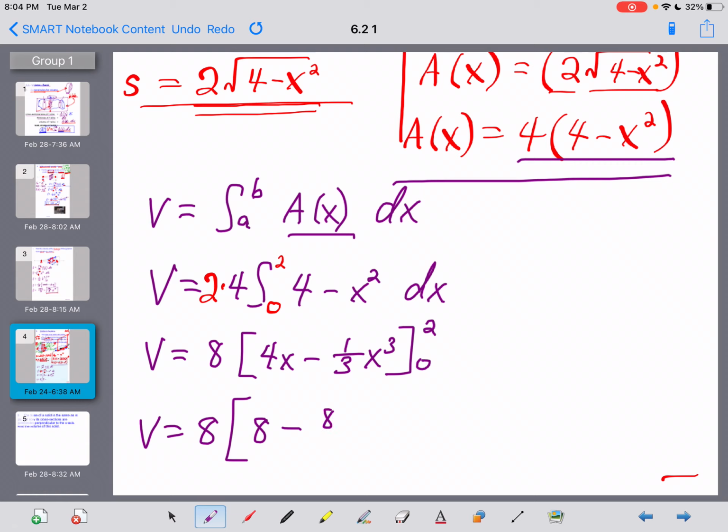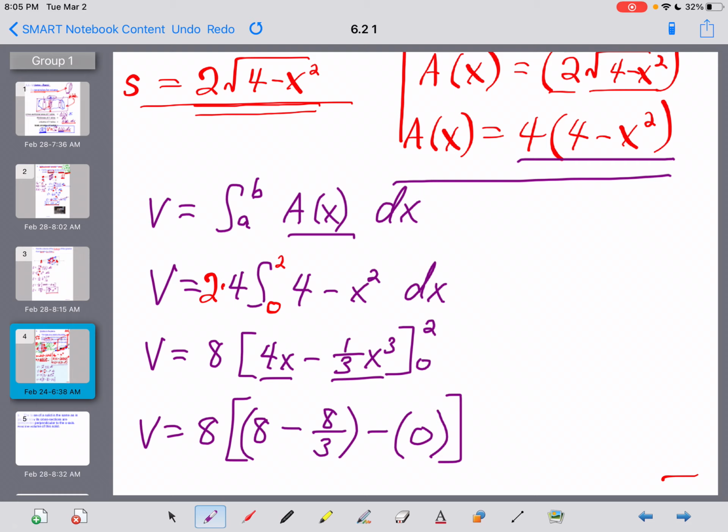1/3 times 8 is just going to be 8/3. That's what you get from the 2. Minus, let's not assume, but let's find out. When you plug in a 0, you get 0 minus 0, so sure enough, that's just going to be 0. So what does that do for us here, guys?